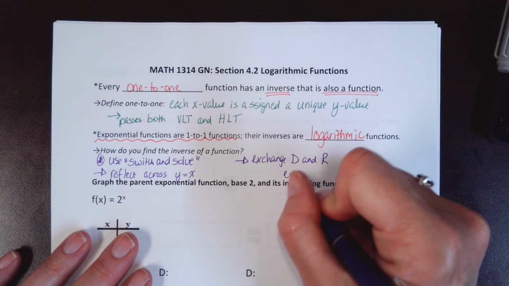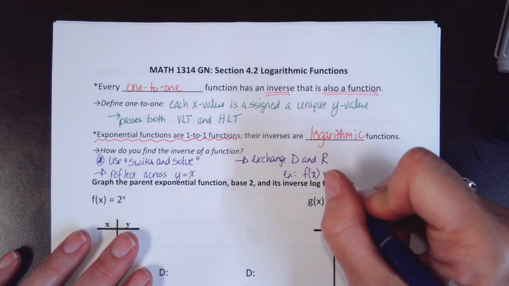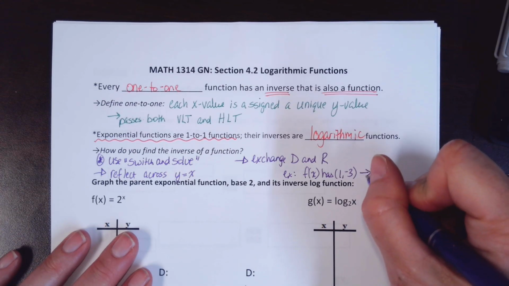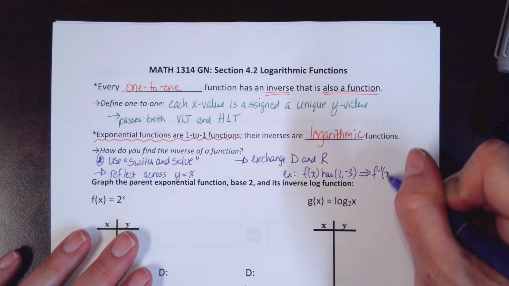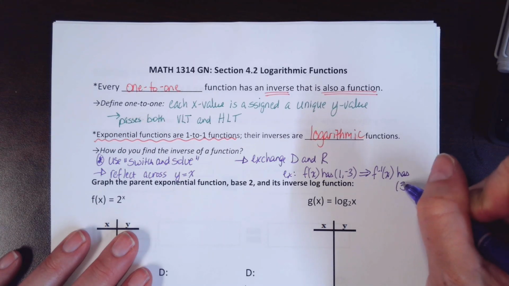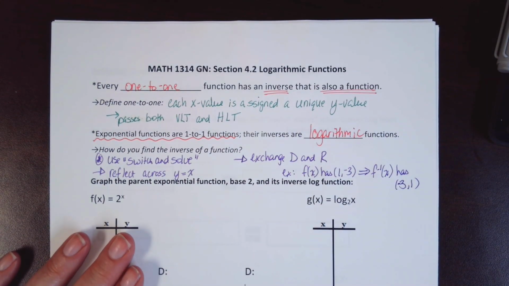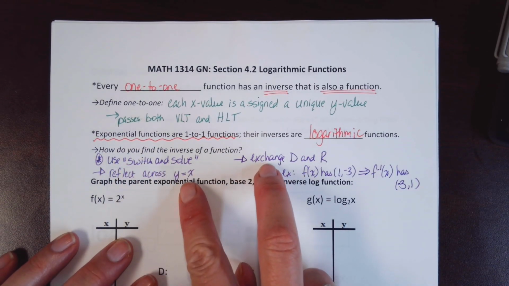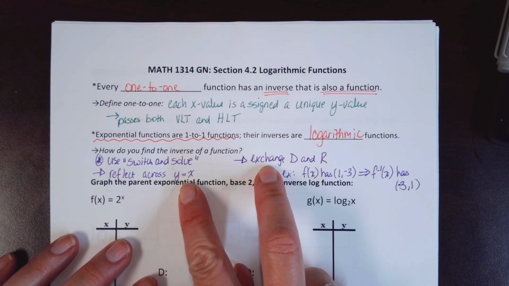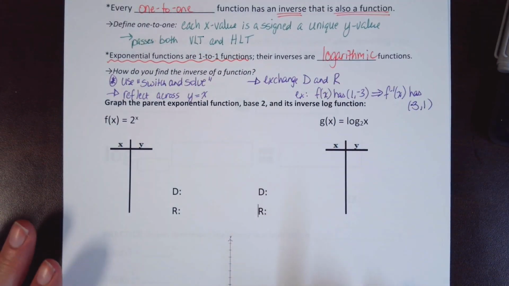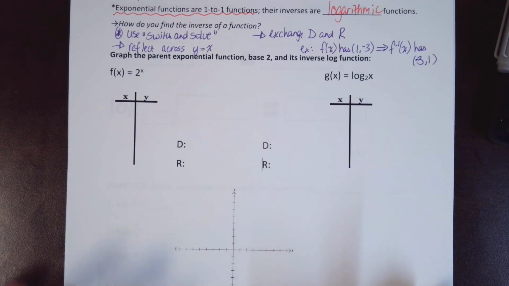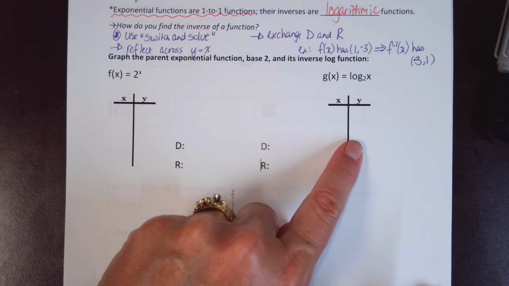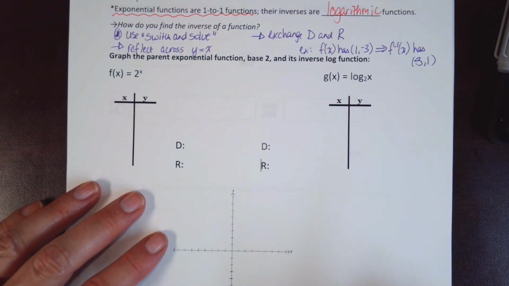For example, here, my original function has the point (1, -3). Therefore, that inverse function has the point (-3, 1). Those x and y values switch places. So if we have our function, we use switch and solve. If we have a graph, we use one or both of those two characteristics to get our inverse function. So let's look at our parent exponential function, 2 to the x, and then we're going to find its inverse log function, base 2.